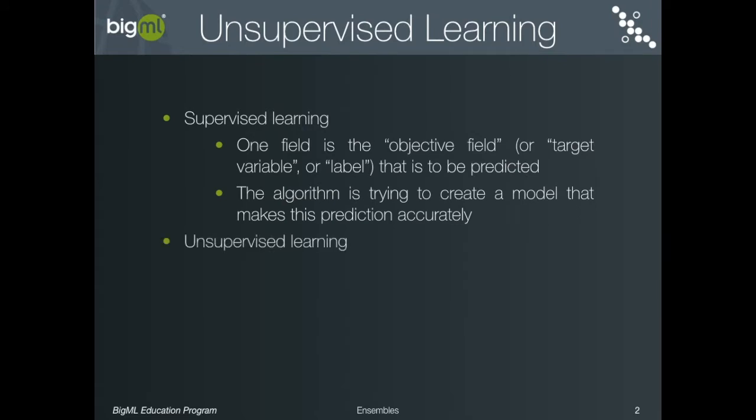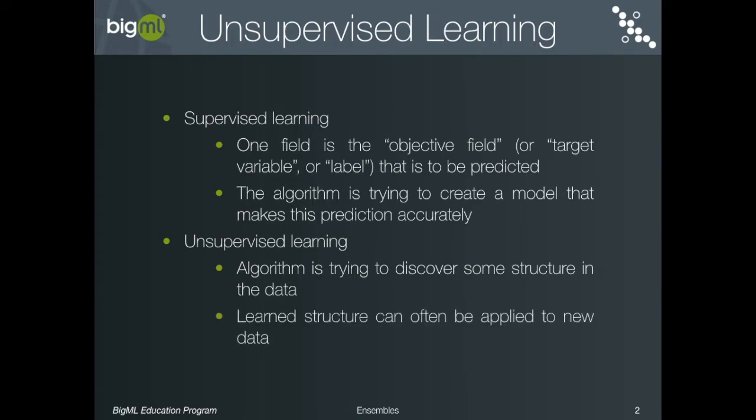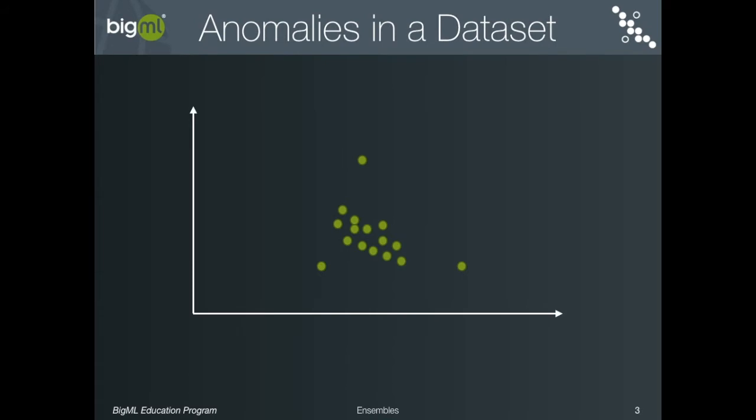In unsupervised learning, there is no label to predict. Instead, the goal of the algorithm is to find some interesting structure in the data and communicate that structure to users of the algorithm. While unsupervised algorithms don't make specific predictions, you can often apply the structure learned by the algorithm to new data and gain some insight about that data. A good example of unsupervised learning, and the one we'll be reviewing in this video, is anomaly detection.